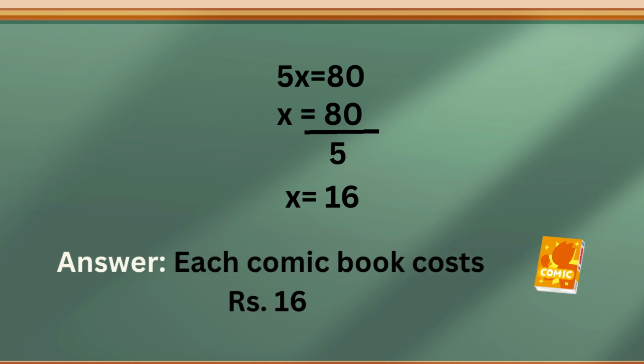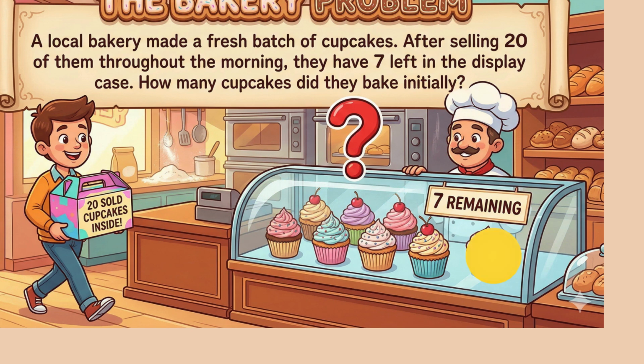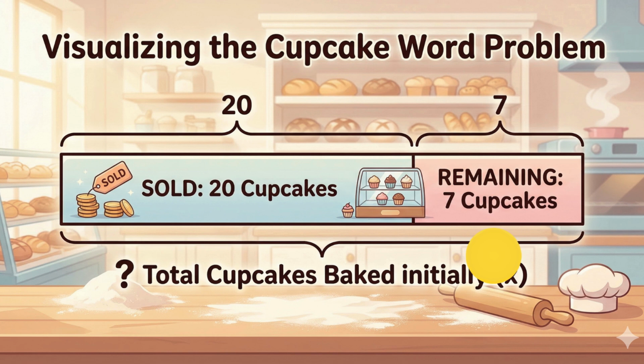Now the bakery problem. A local bakery made a fresh batch of cupcakes. After selling 20 of them throughout the morning, they have 7 left in the display case. How many cupcakes did they bake initially? Let us consider X as the total cupcakes baked initially. After selling 20 cupcakes, 7 are left. We know that the starting number of cupcakes minus the number sold equals the number left over. So now let us write the equation.